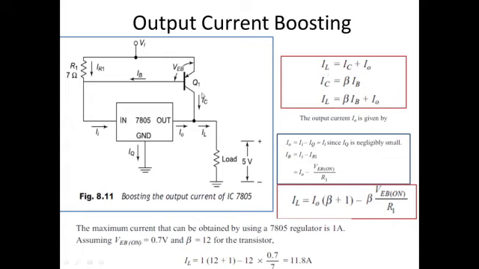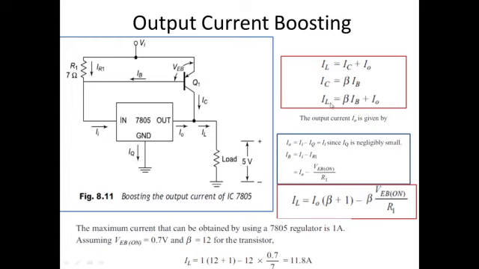So IL is equal to, these equations are directly understood, IC plus I0. You can see here by KCL, your IL is the output current at this node, which is equal to IC plus I0. Your IC is the collector current of your transistor, which is equal to beta into IB. It is a common base connection. Now in your IL equation, instead of IC you can put beta into IB. So IL equals beta IB plus I0.